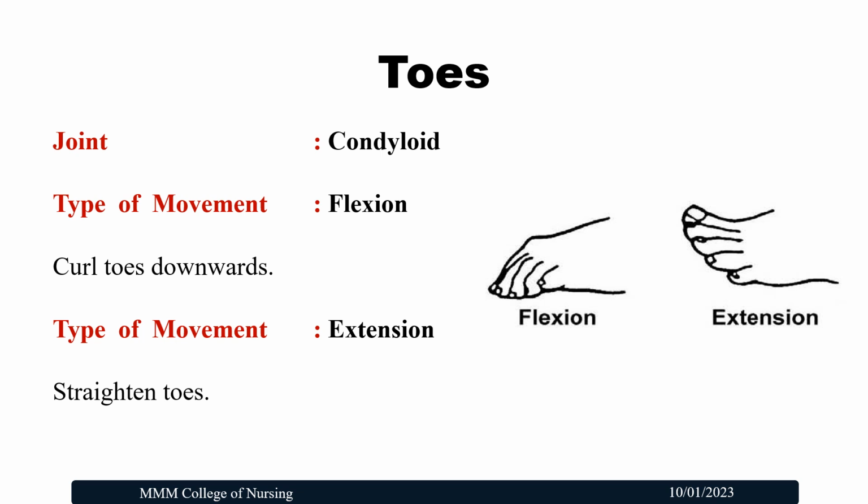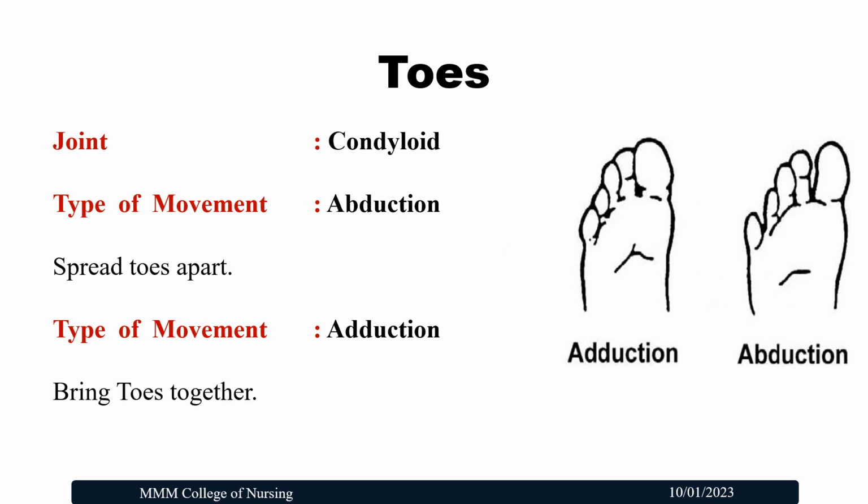Condyloid joints are present in the toes. Totally, there are 4 types of movements possible in the toes. The first one is the flexion, which can be achieved by curling the toes downwards. By keeping the toes straight, extension can be done. When we spread the toes apart, it is called abduction. By bringing the toes together, we can achieve adduction.